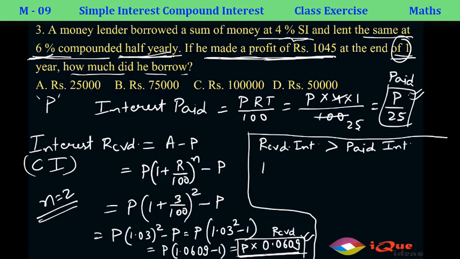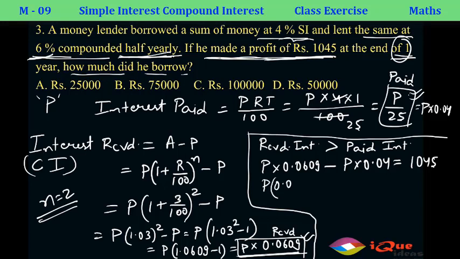Now, received interest is P into 0.0609 minus paid interest. Now, P by 25, 1 by 25 is 0.04. So, it is P into 0.04. Alright. This difference value is given as 1045. This will be his total earning and this is given as 1045. Alright, so in this case, we can simply take P common and it will be 0.0609 minus 0.04. It is equal to 1045.